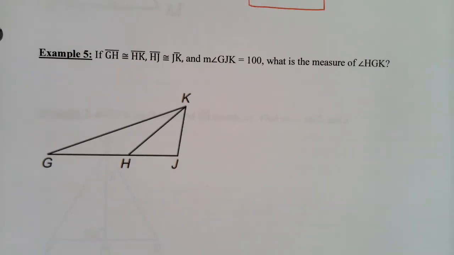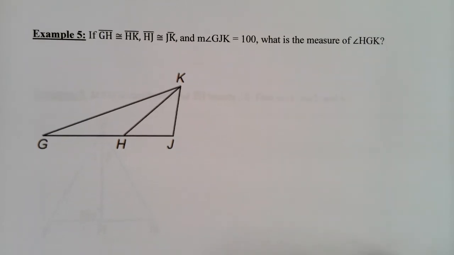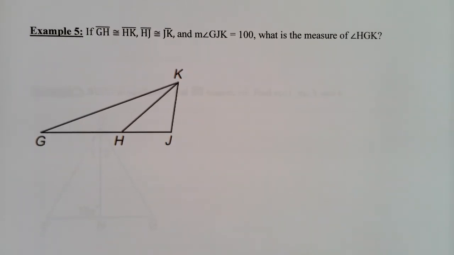I love this problem right here. Example 5. This is the type of question that you could see on, like, SATs. If GH is congruent to HK and HJ is congruent to JK and the measure of angle GJK equals 100 degrees, what is the measure of angle HGK?